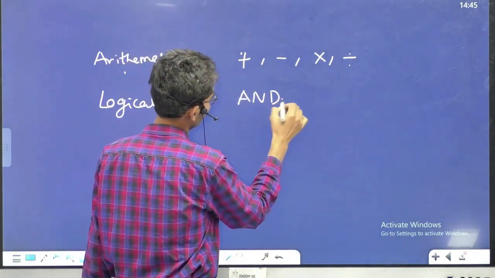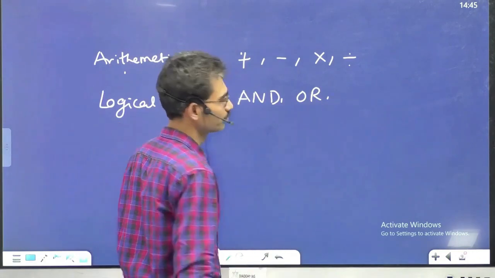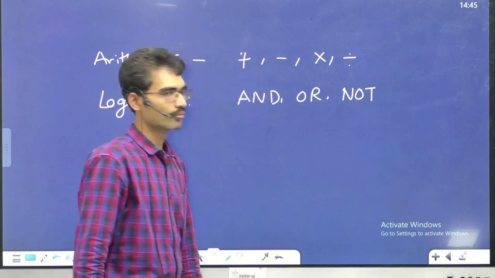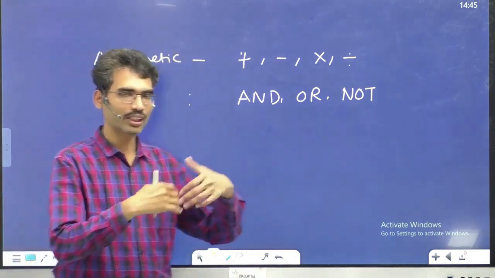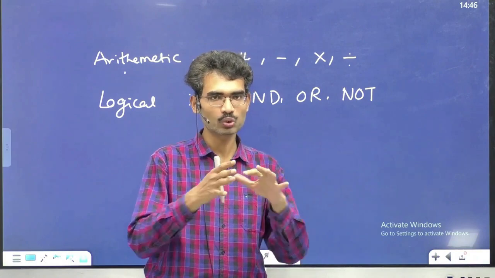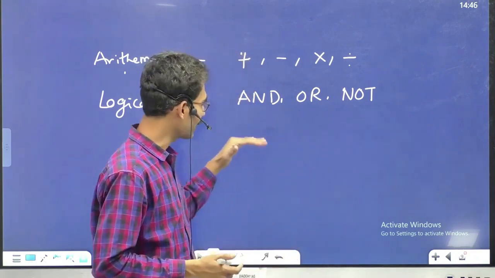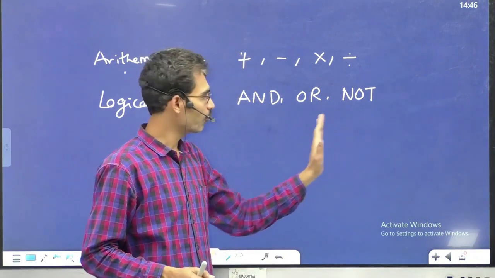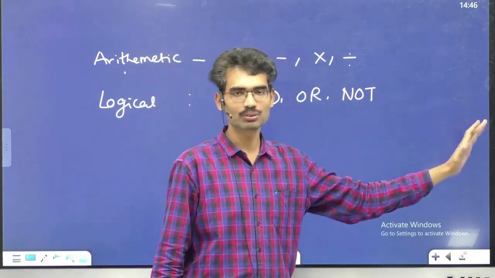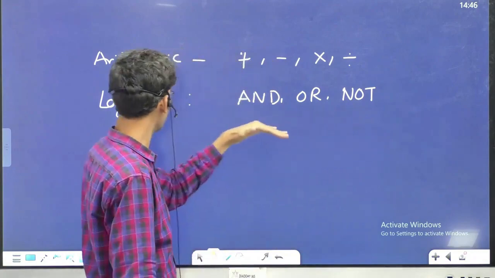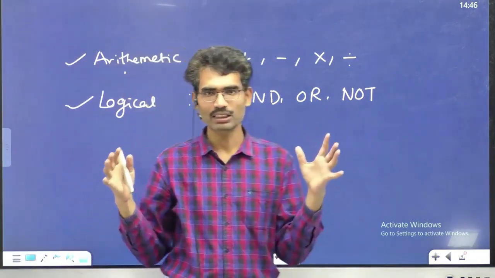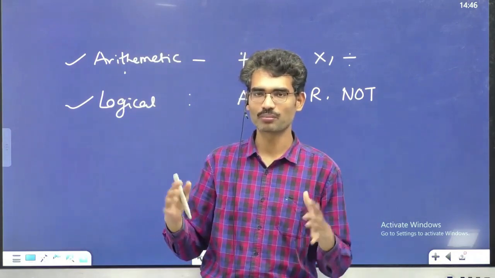AND, OR, NOT. I have taken one example: if an employee is a part of two schemes, scheme 1 and scheme 2, scheme 1 or scheme 2, in scheme 1 but not in scheme 2, likewise logical operations. So these operations, with a tremendous amount of data, you can perform on the computer.